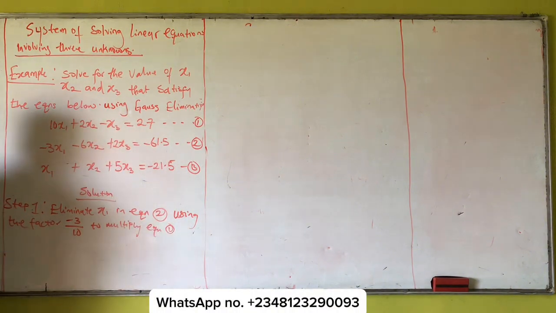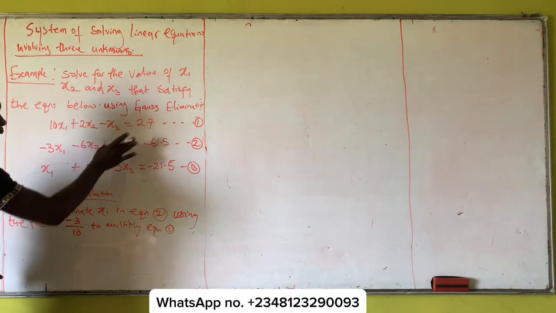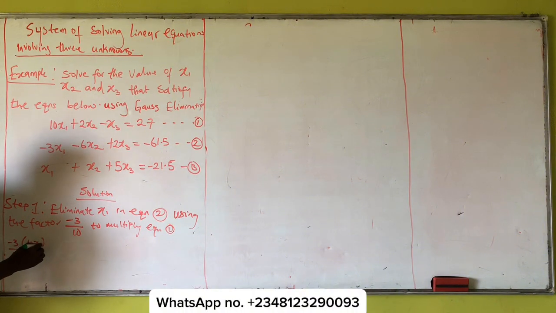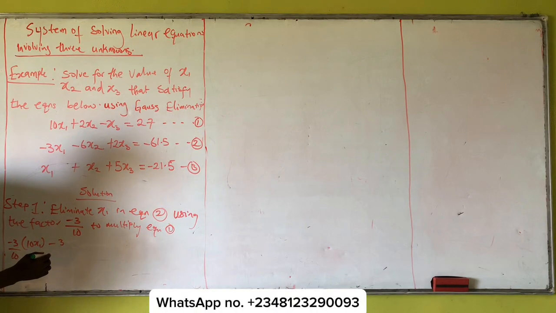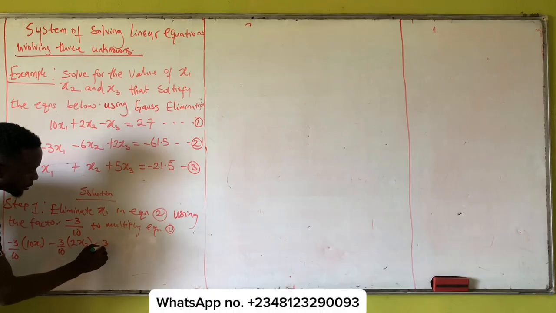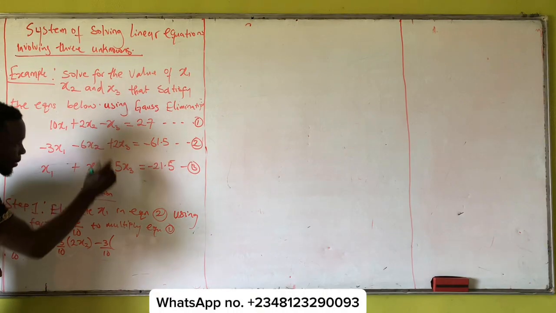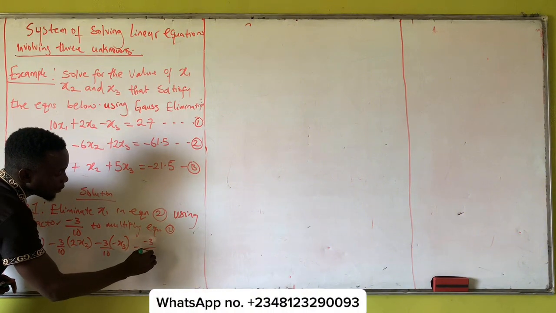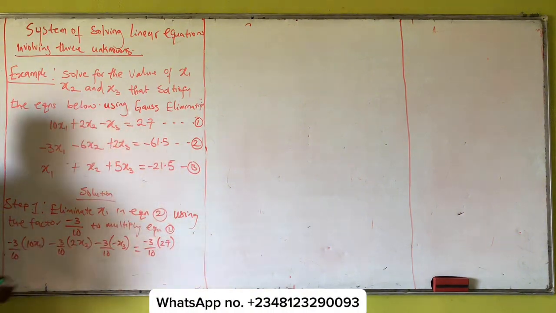equation 1. If we use this to multiply equation 1, we are going to have minus 3 all over 10 multiplied by 10x1, minus 3 all over 10 multiplied by 2x2, minus 3 all over 10 multiplied by minus x3, is equal to minus 3 all over 10 multiplied by 27.